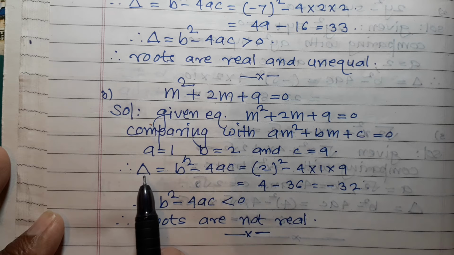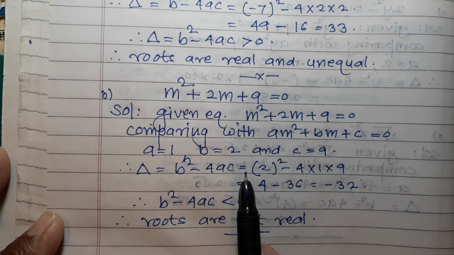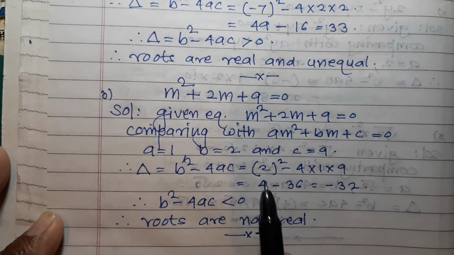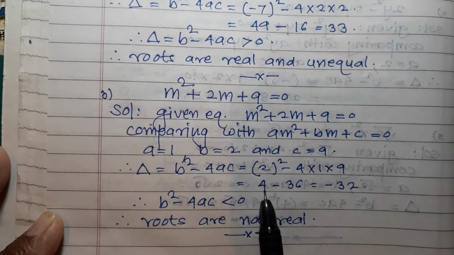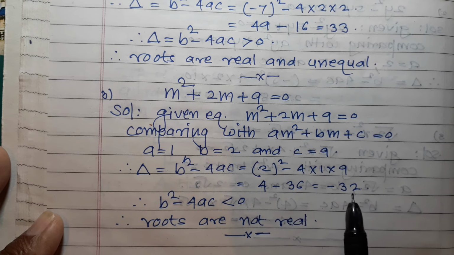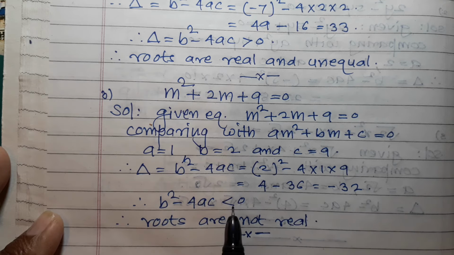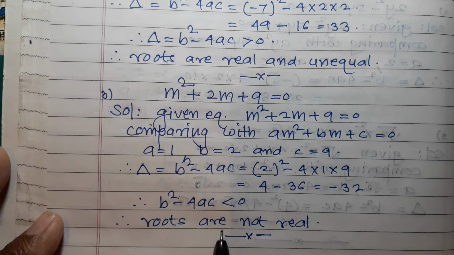Then find discriminant delta, b square minus 4ac, is equal to 2 square minus 4 into 1 into 9. So 2 square is equal to 4, minus this is equal to 36. So 4 minus 36 is equal to minus 32 and therefore b square minus 4ac is less than 0, and hence the roots of the given quadratic equation are not real. Okay. Then I will take 2 more examples.